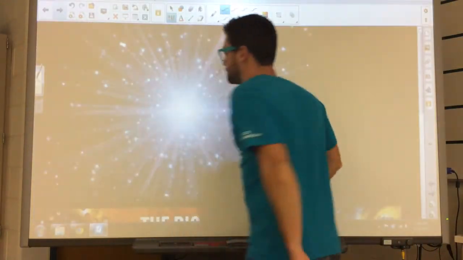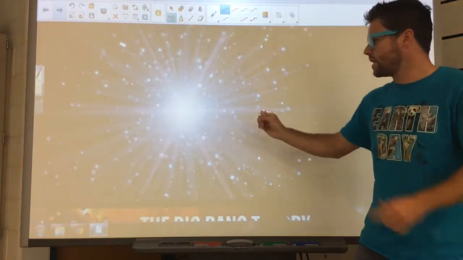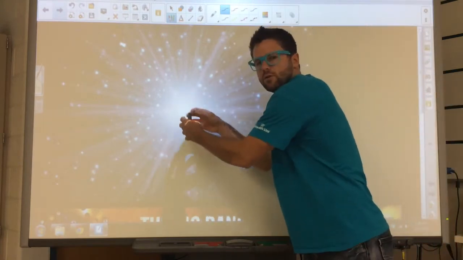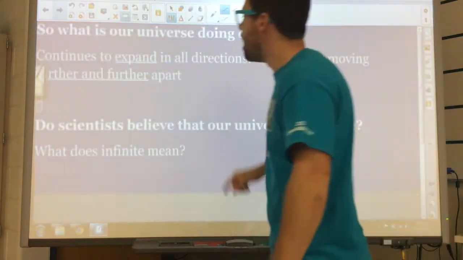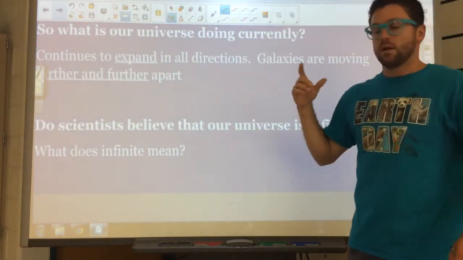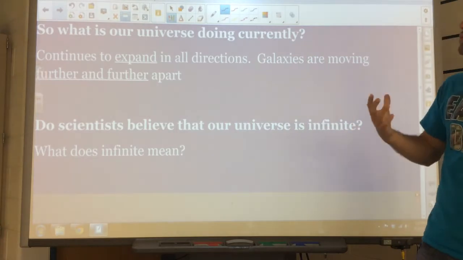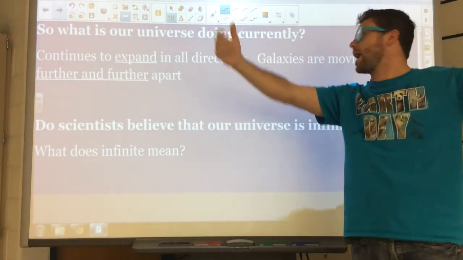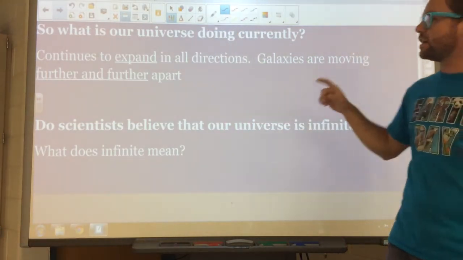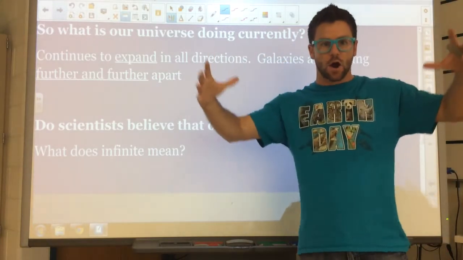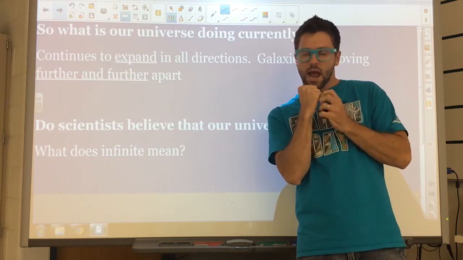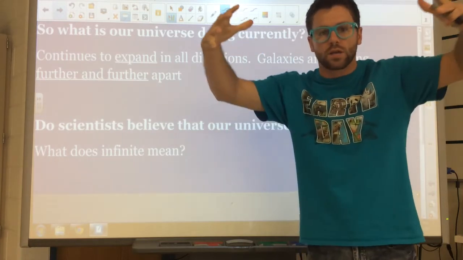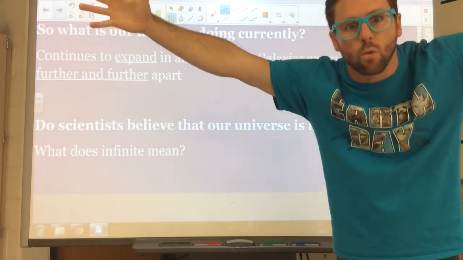Let's continue on. Here's an image, right? This Big Bang. Here's the center of the universe, and it exploded in all directions. So, what's our universe doing currently? It's currently expanding, right? In all directions. Galaxies are moving farther and farther apart because of this Big Bang. We started in the center, and as we exploded, we went outwards and outwards and outwards.